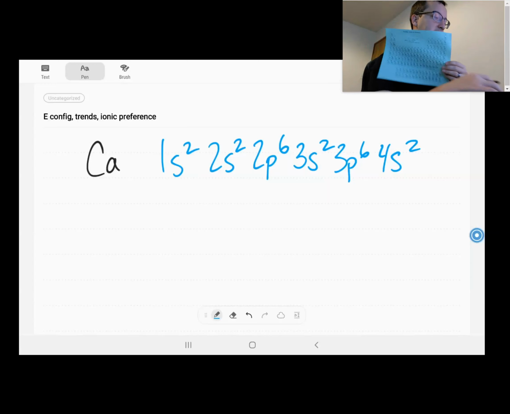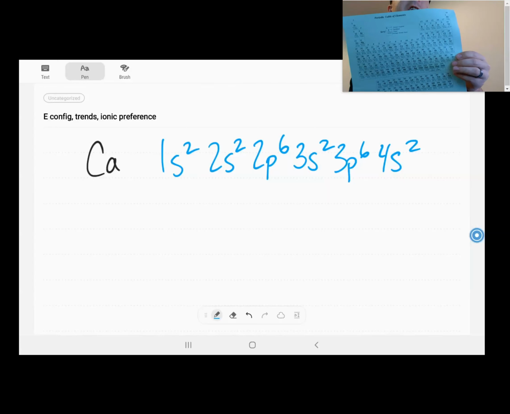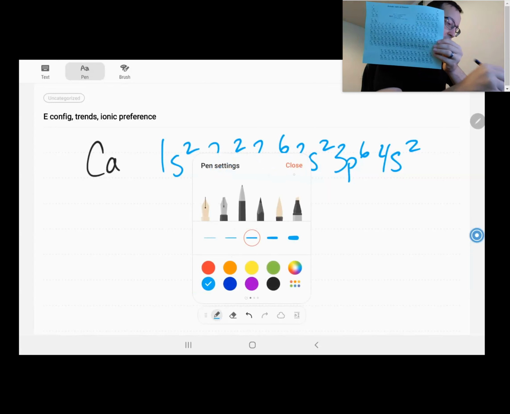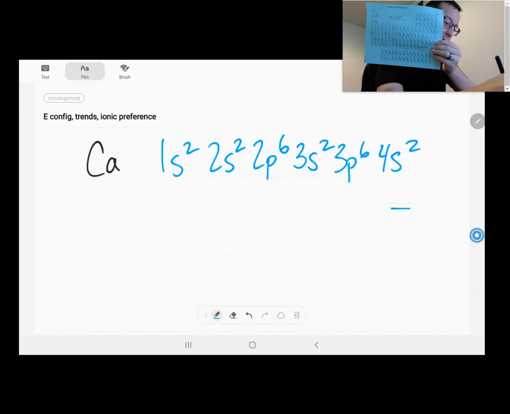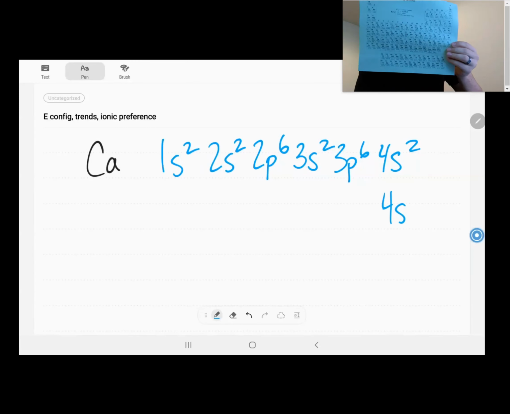So, we can see that calcium is in the S block. It's particularly got its last electrons in 4s. We know that because that's where it is on the periodic table. So, we know for sure that this thing is going to be in 4s.